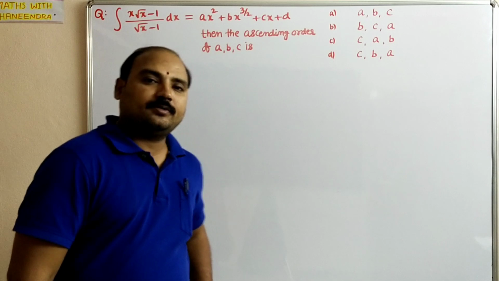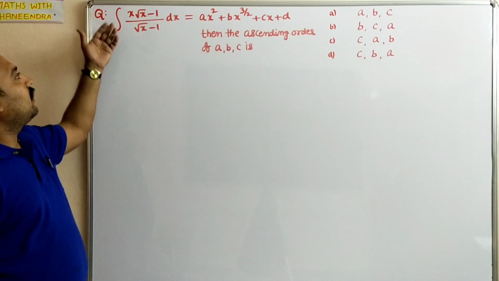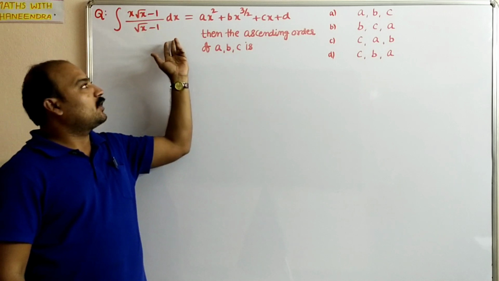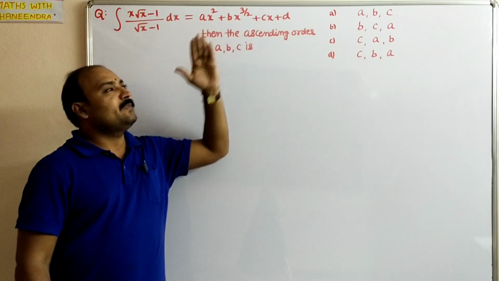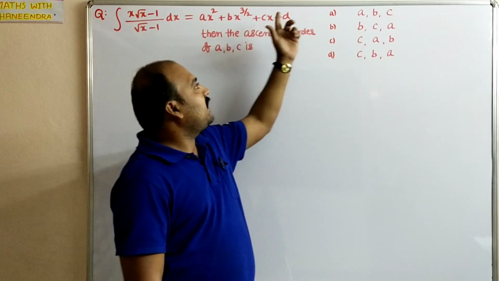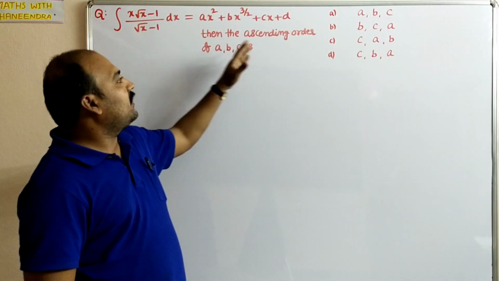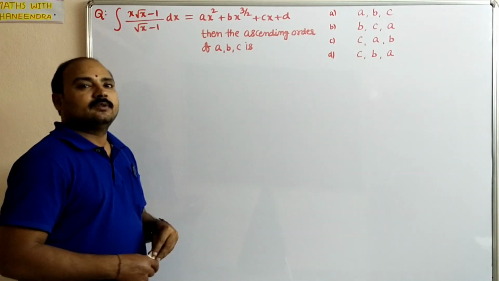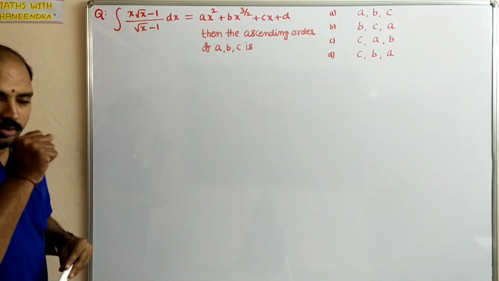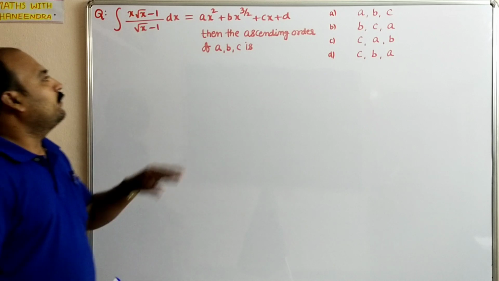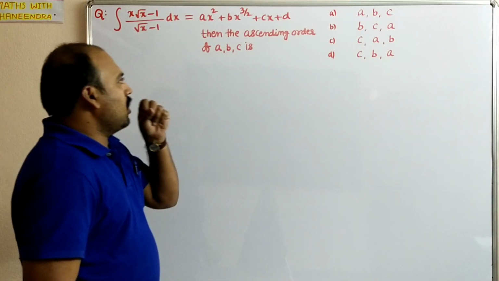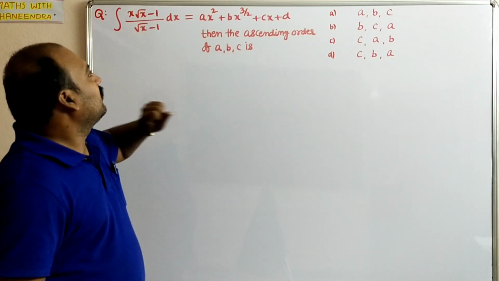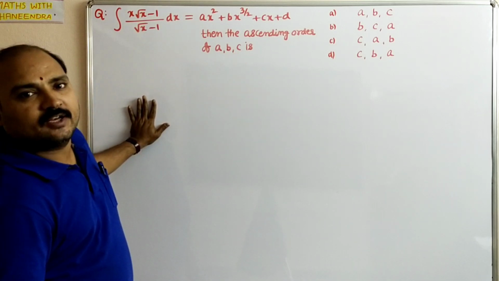The next question. Integral of x root x minus 1 by root x minus 1 dx equals ax square plus bx power 3 by 2 plus cx plus d. Then the ascending order of a, b, c is? You can calculate. Before calculating the values of a, b, c, first you have to solve this given integral.